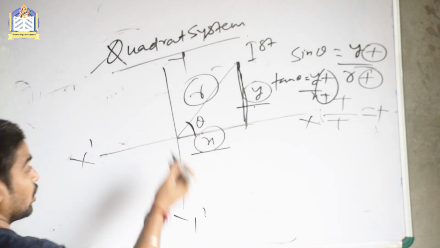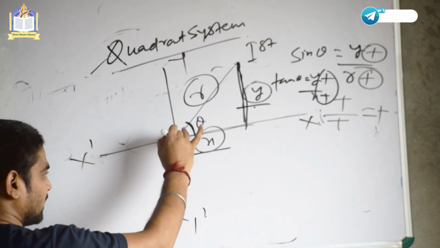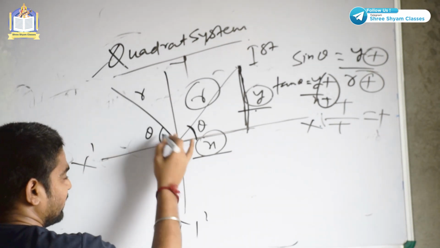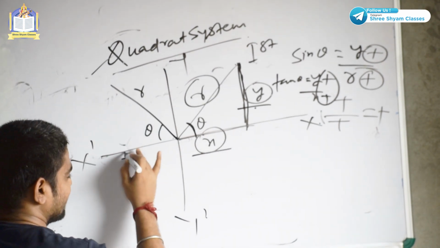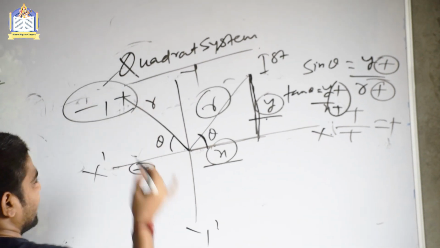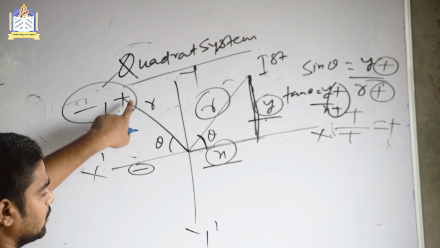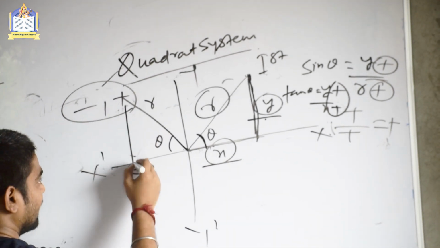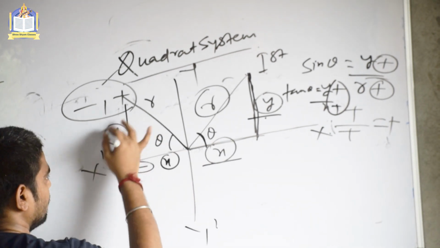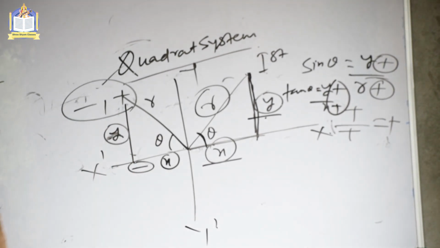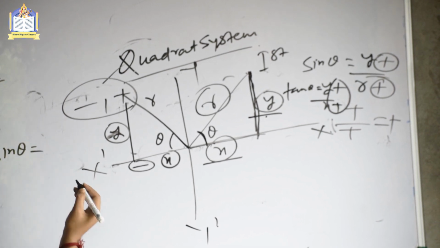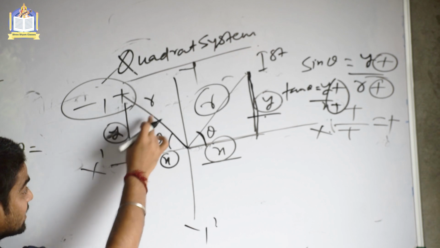Now let's talk about the second quadrant. In the second quadrant, let this be the radius r, and this is angle theta. We very well know that in quadrant geometry this is negative and this is positive, it is minus, plus. This is x and this is y again. So let's talk about sin theta. Sin theta is p by h. So this is p and this is h.